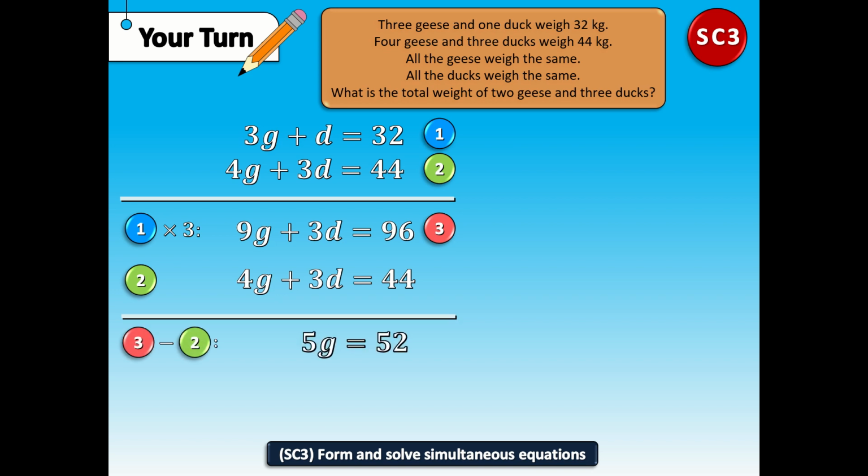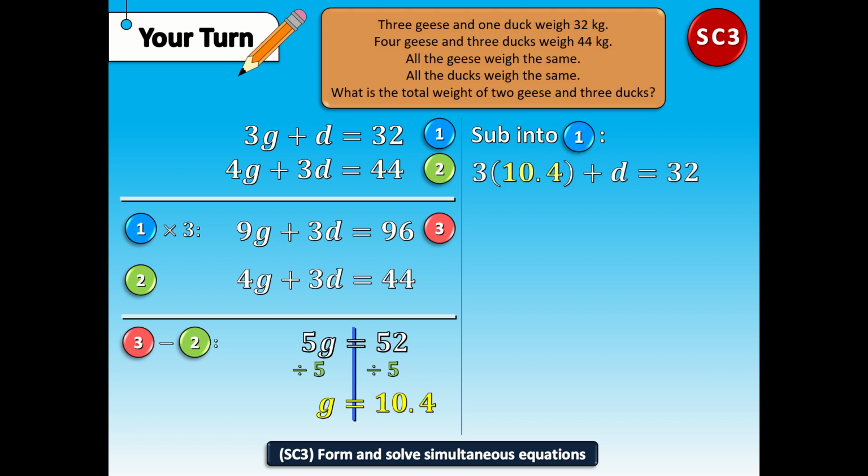So that means that 5g equals 52. Divide both sides by 5. So g equals 10.4. Substitute this into the first equation. 3 times 10.4 plus d equals 32. So that means that 31.2 plus d equals 32. So d must be 0.8.